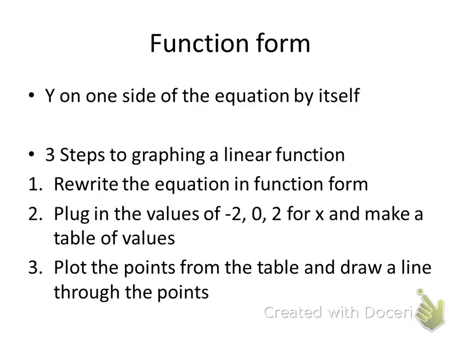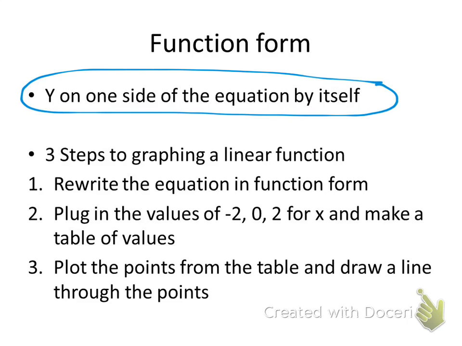So what we want to talk about now is function form. Function form is what you always want to write the equation in in order to graph it. Function form, all it means is y is on one side by itself. That is so important for you to know. Y has got to be by itself. We don't want any numbers in front of it, unless it's an understood 1. So no negative numbers, no numbers other than an understood 1. Okay? So there are 3 steps to graphing a linear function.